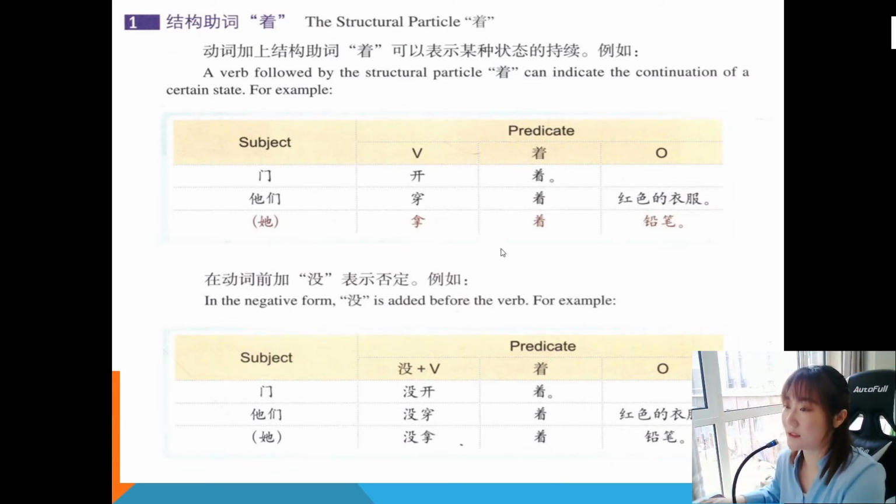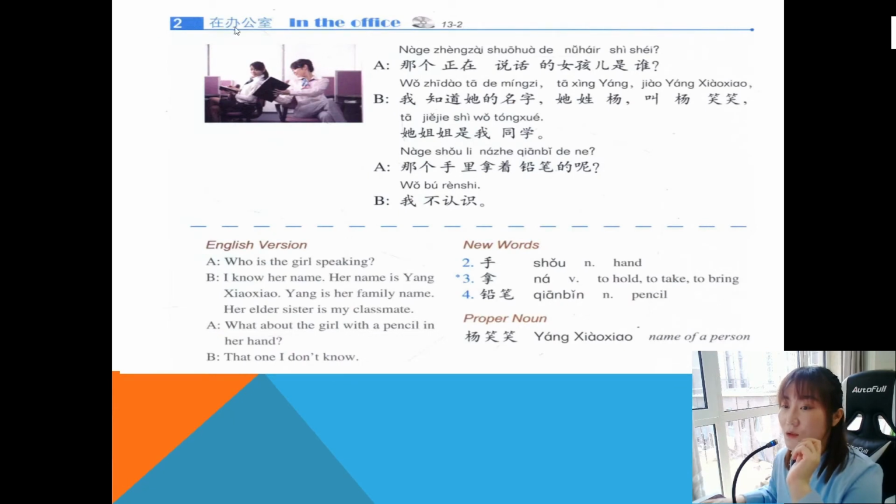Okay, so it's very important. We can describe something that continues. And text 2, in the office. 那个正在说话的女孩是谁？So here, 正在说话 means, who is the girl speaking, right? Speaking now. So 正在 means now. 那个, so that girl is speaking. So who is she? 我知道她的名字，她姓杨，叫杨笑笑。I know her name.